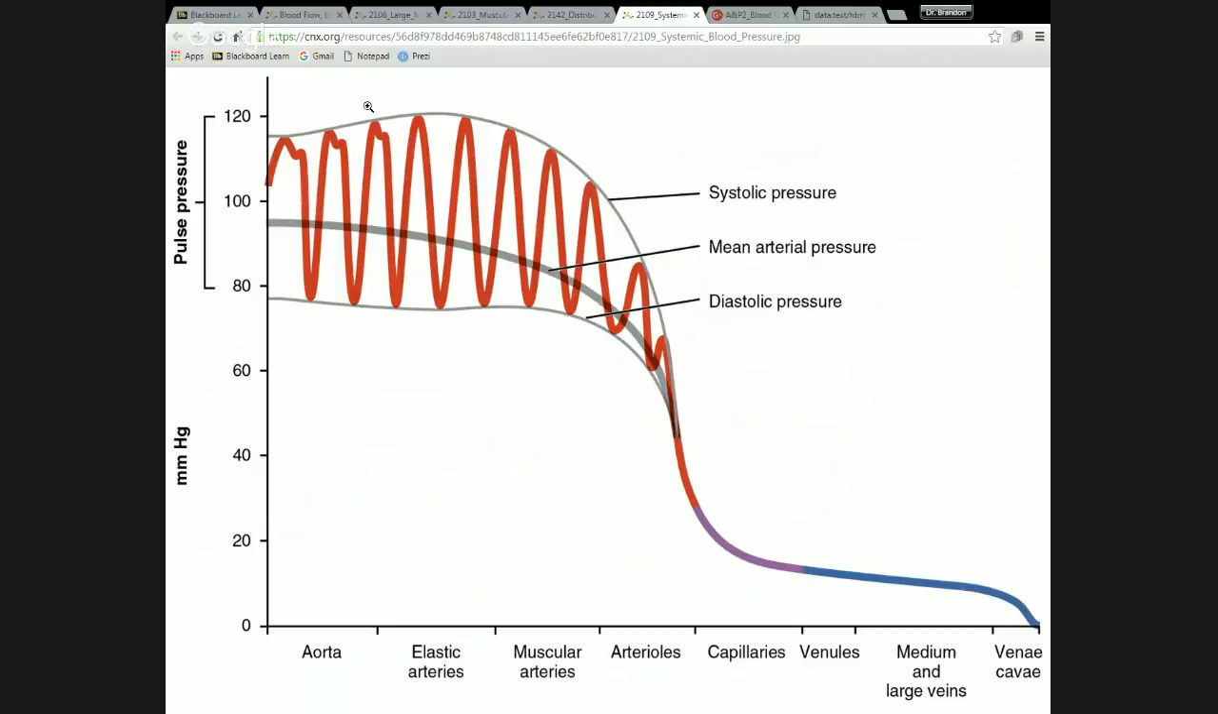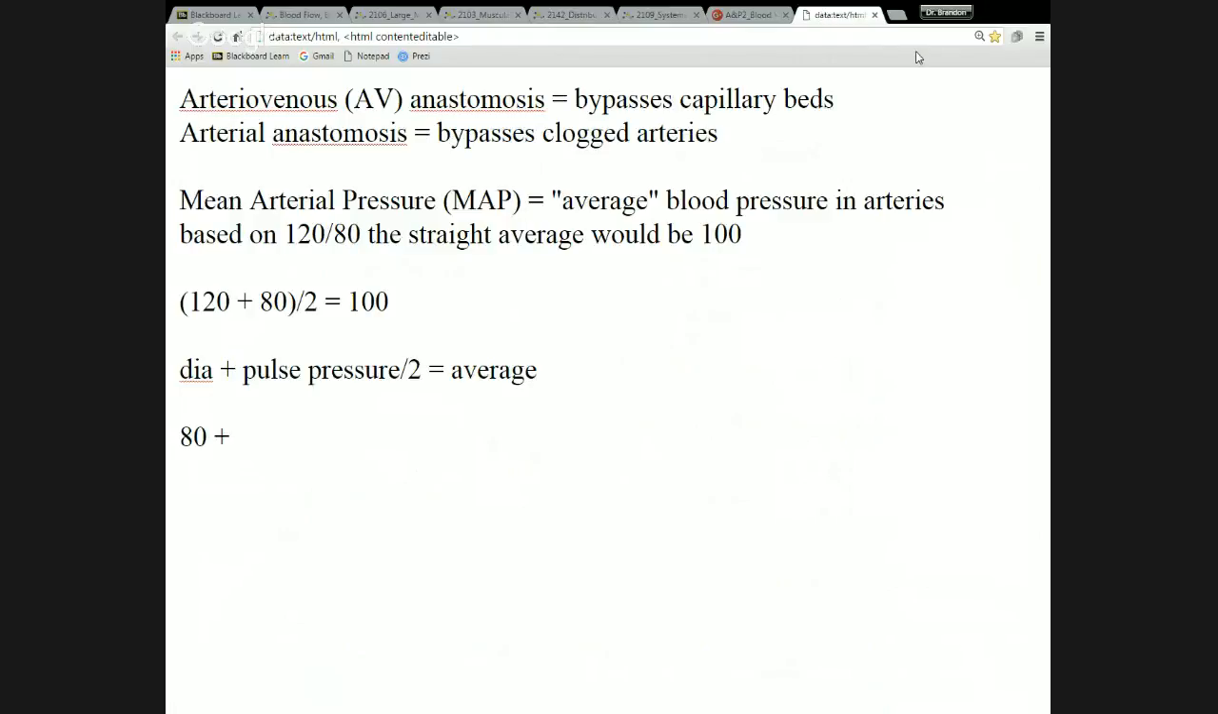So what is that number for 120/80? 40, right. So that would be 40, and then we divide that by 2, which would be 80 plus 20, which is 40 divided by 2, which would equal 100. It's an odd way to get an average, but it's essentially the same thing mathematically.